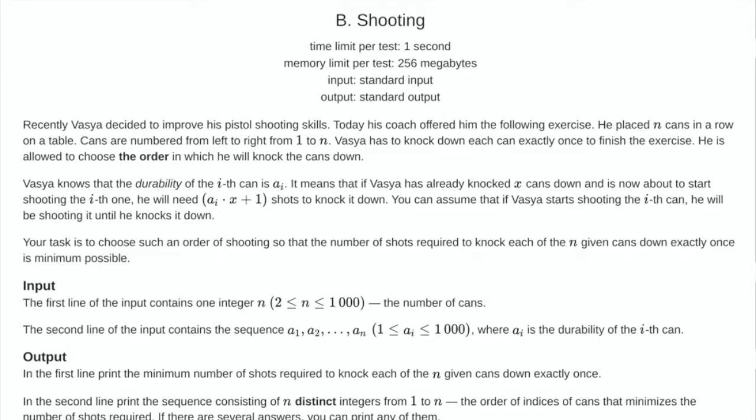So I'm going to begin by summarizing what the problem is asking us. We're given n cans numbered 1 to n from left to right. Each can has a durability. The cost it takes to shoot down a can is given by this formula: the durability of the can multiplied by the number of cans that have already been knocked down, plus 1. And so Vasya wants to knock down every single can exactly once to finish an exercise, and we want to do this in the minimum number of shots required.